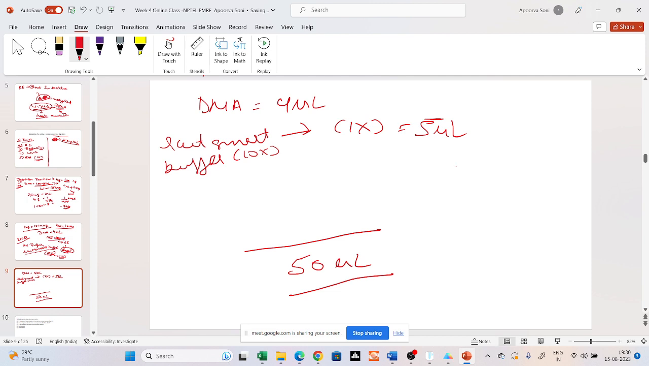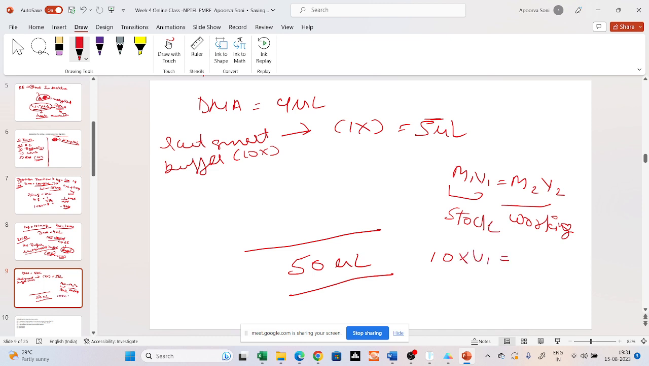You know how to calculate this? You know this formula? M1V1 is equal to M2V2. This is stock, this is working. So my M1 is 10, we have to calculate V1, M2 is 1 and the reaction is 50. So if I do it, it comes to 5. That's why I have used 5 microliters. Is it clear or is there a problem? Tell me. 1x of a 10x buffer for a 50 microliter reaction is 5 microliters. Is it clear or not?